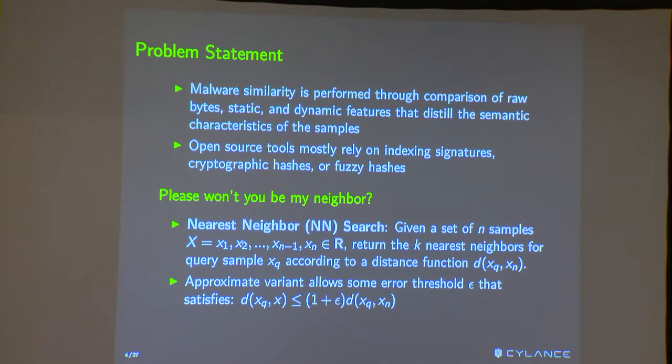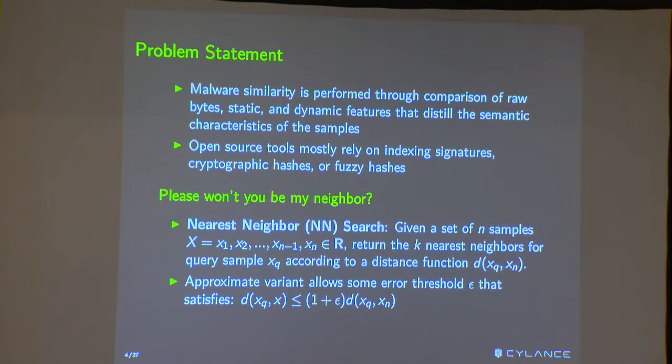And the open source tools that I've seen at this point are geared more towards indexing signatures or hashes, where we can then do exact cryptographic hash lookups or maybe fuzzy hashing lookups. And ultimately, I think there are some other techniques that might be interesting to consider here for malware similarity.